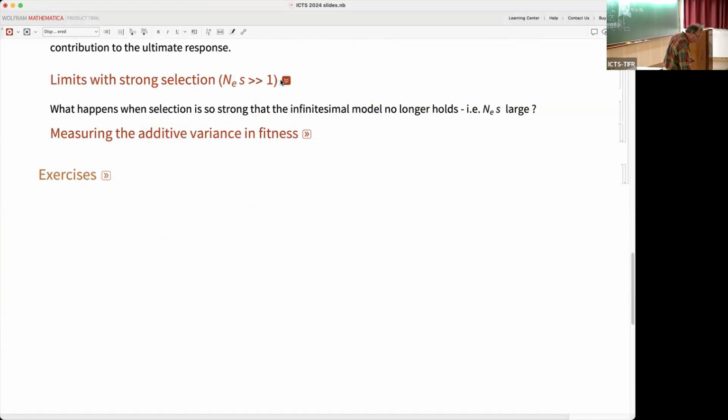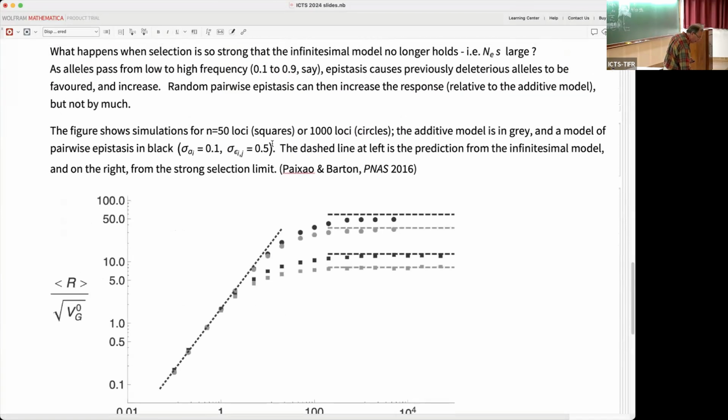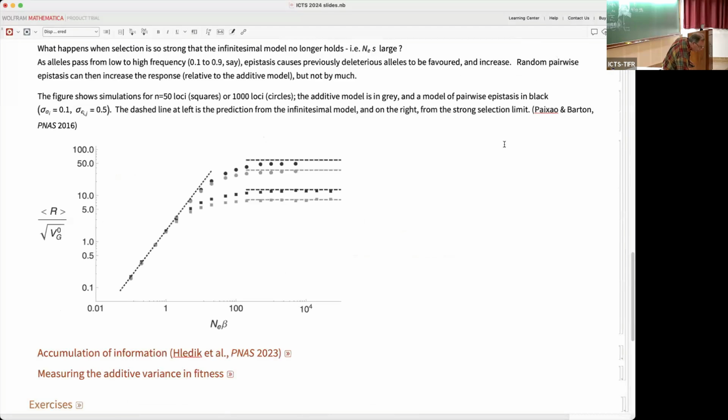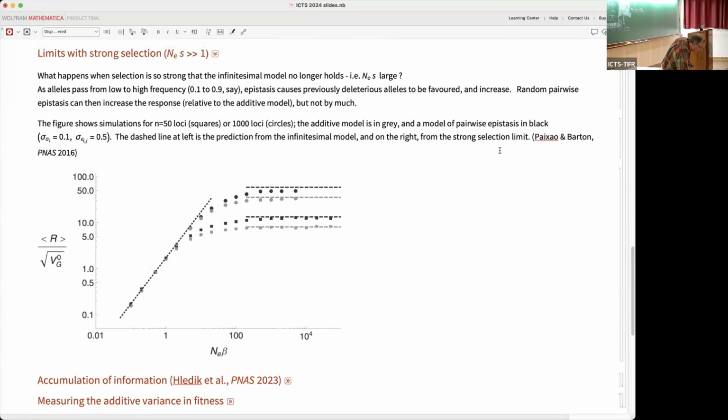I'll take a diversion actually, because this is just to say that you can get somewhere even without being in the extreme infinitesimal world. All of these arguments which use classical QG assume that NS is small, so drift is really what's causing the loss of variation. But suppose we ask what happens with a really, really big, enormous population and moderately strong selection, so that NS is very large, and we can treat the whole thing deterministically.